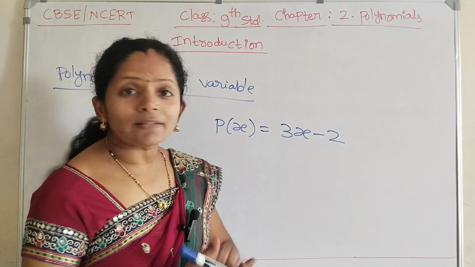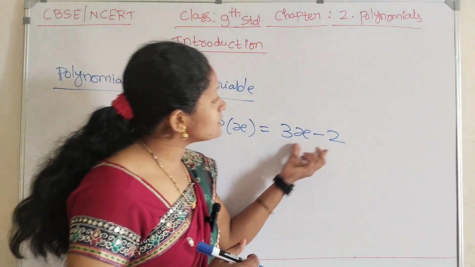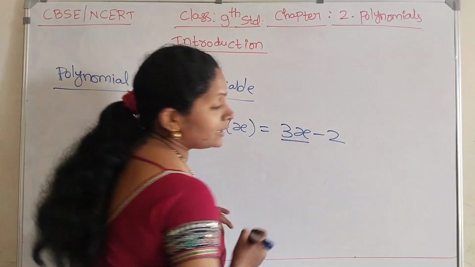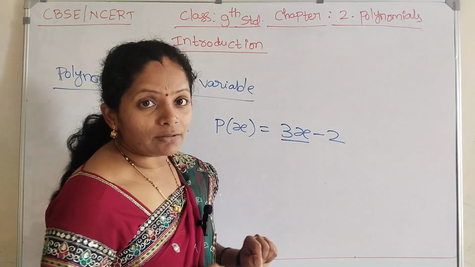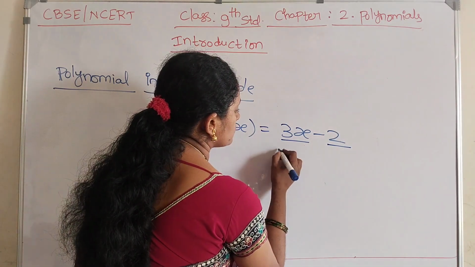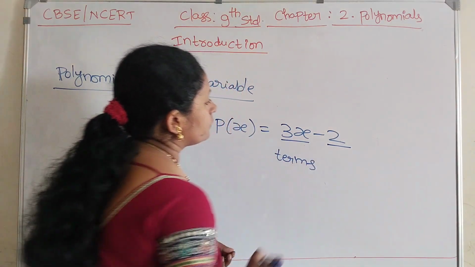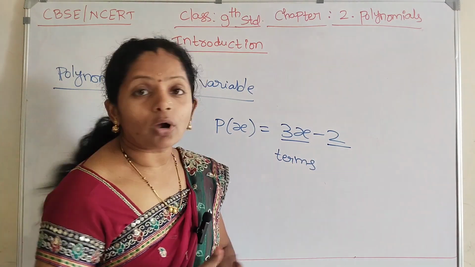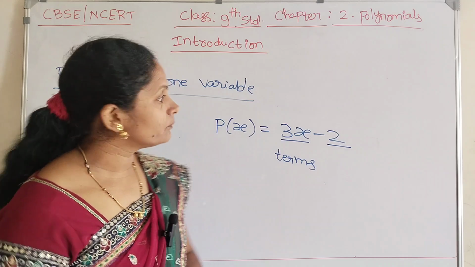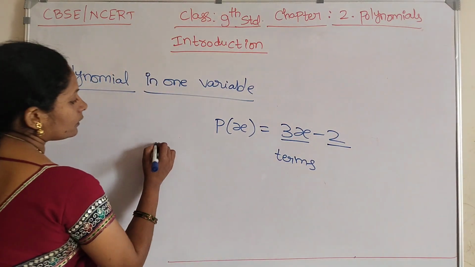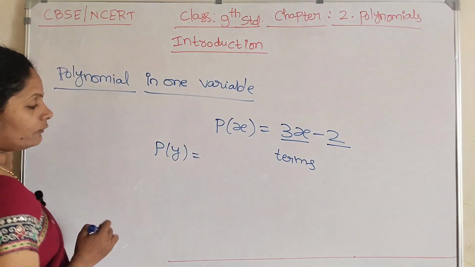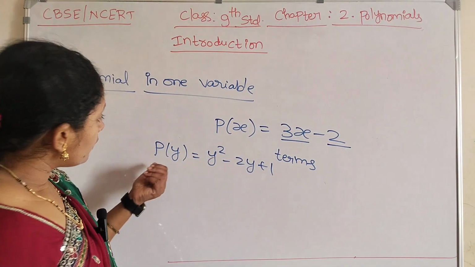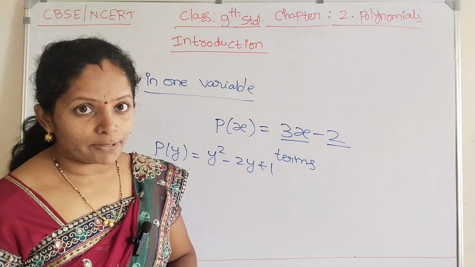How can we say that these are the terms? As I told you, these are separated by or connected with the minus. 3x is a term and 2 is a term. 3x and minus 2, these are called the terms of this polynomial. Suppose there is another polynomial, y square minus 2y plus 1. Here we have used only one variable.